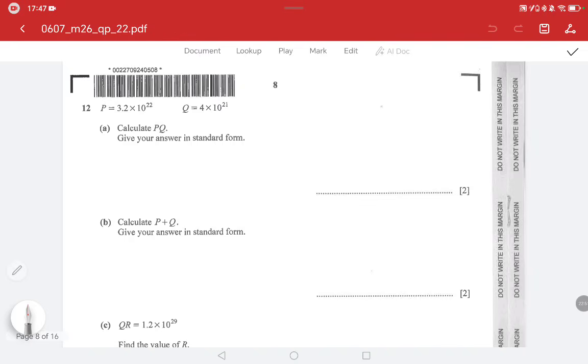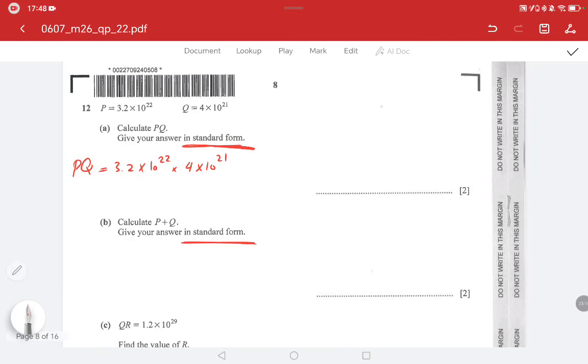Question 12, calculate PQ. Give your answer in standard form. Take care to get the full mark. It must be in standard form. Read the question very well. The same here. So PQ, we have to multiply P times Q. So PQ is 3.2 times 10 to the power of 22 times 4 times 10 to the power of 21.